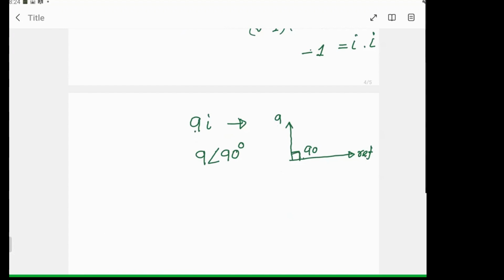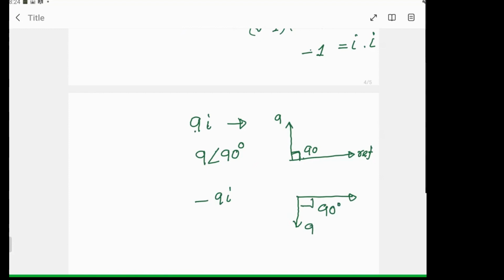So whenever you are multiplying with I with any quantity, it is always indicating that this quantity with the reference is making an angle of 90-degree. Now, if I have minus 9I, that will be the same reference, and I have to go in the negative direction of minus 90 degree. So this is my minus 90 degree.